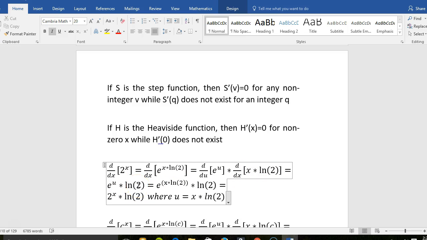All right. But hey, remember, we got to get honest. We got to plug u back in. So that's e to the x ln 2 times the ln 2. But remember, wait a minute now, e to the x ln 2, that's 2 to the x from algebra. So that's just 2 to the x times ln 2. And then, of course, from the beginning, u has been that.